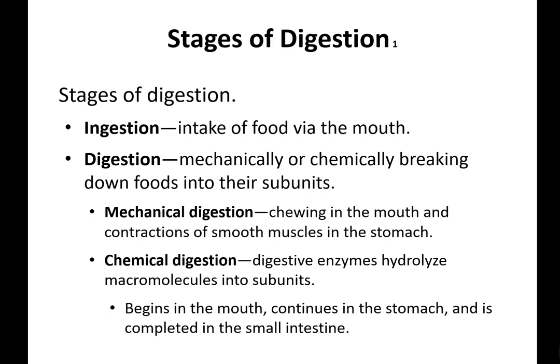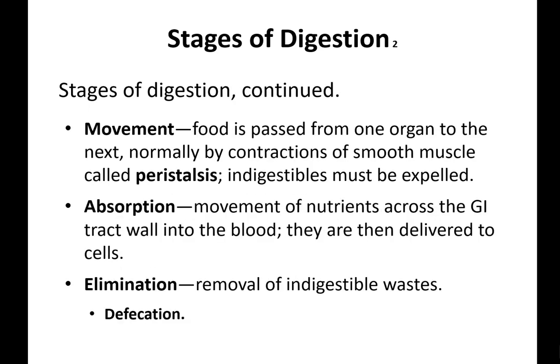Digestion occurs when the mouth takes in food. Digestion involves a breakdown of larger food pieces into smaller pieces so that the enzymes can act on them. Mechanical digestion is chewing in the mouth, and chemical digestion involves the use of enzymes to hydrolyze them into smaller subunits.